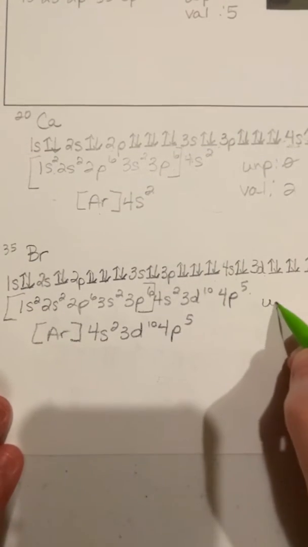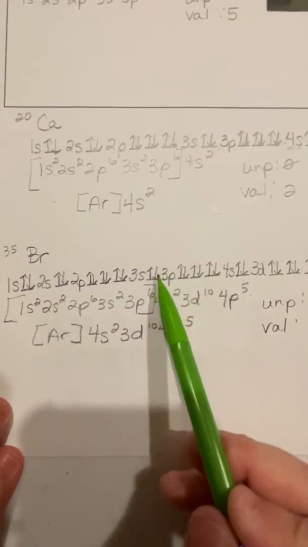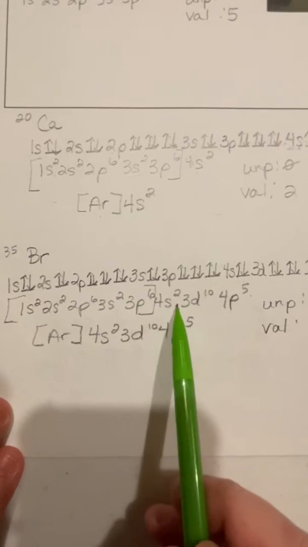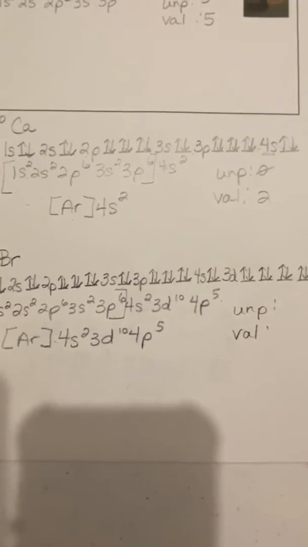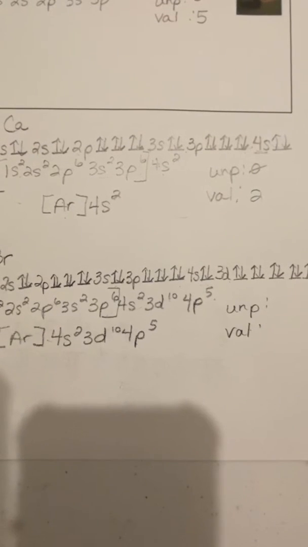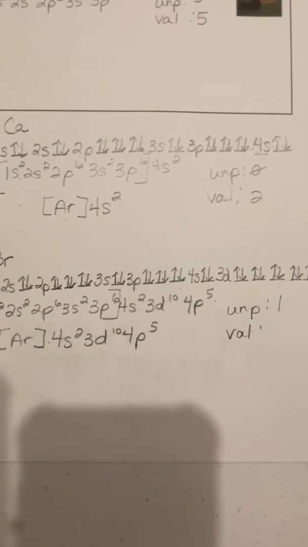So again, I still have to answer all 4 parts here. So I need you to be able to do the arrows. I need you to be able to do this short form. If you want to do abbreviated, you can. If not, don't worry about it. And then you have to be able to tell me how many unpaired and how many valence. So this is the only unpaired electron all the way at the very end. So 1 unpaired.